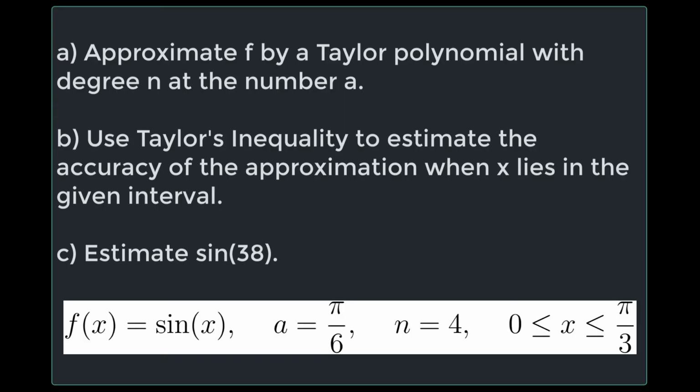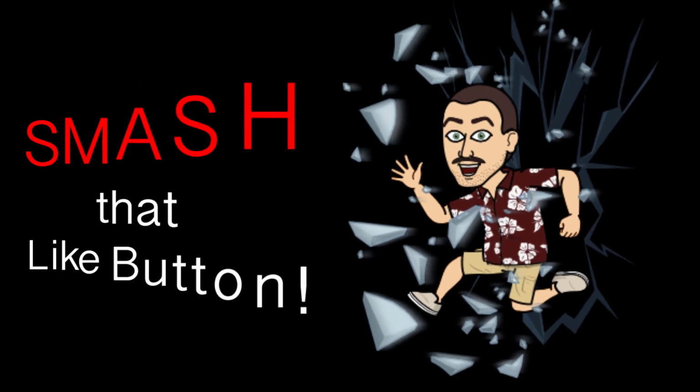The question we're working on today is: A. Approximate f by a Taylor polynomial with degree n at the number a. B. Use Taylor's inequality to estimate the accuracy of the approximation when x lies in the given interval. And C. Estimate sine of 38 degrees. Here, f of x is equal to sine of x, a is equal to pi over 6, n is equal to 4, and 0 is less than or equal to x, which is less than or equal to pi over 3.